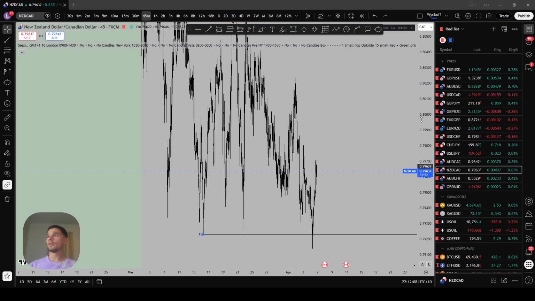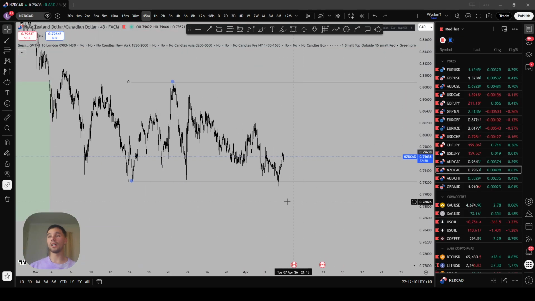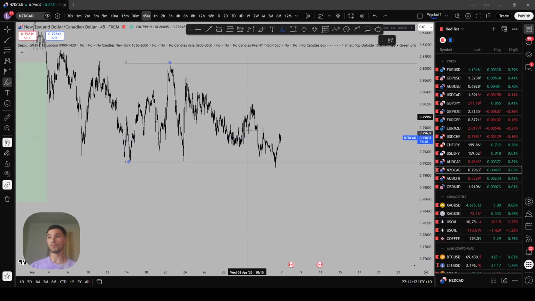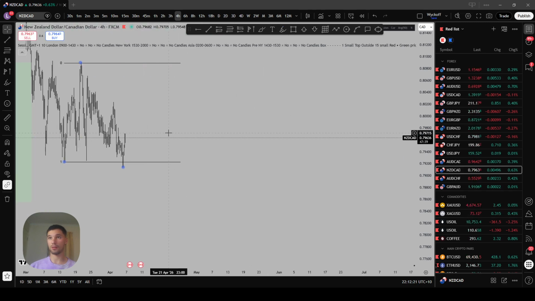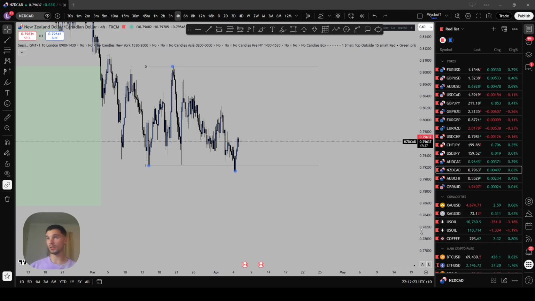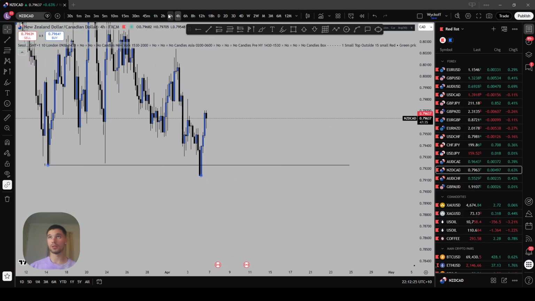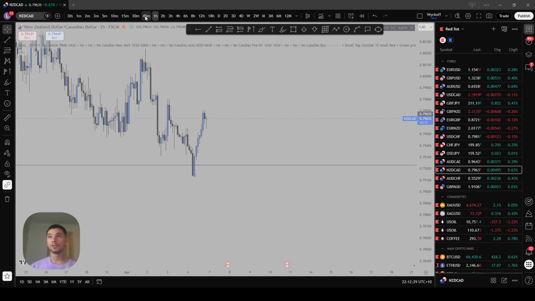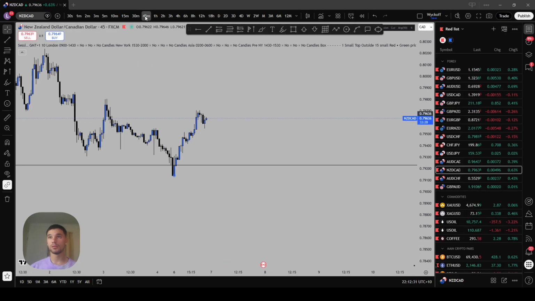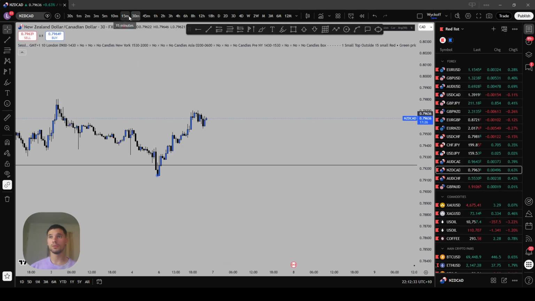And AUD CAD. We have nicely gotten our first deviation. Really liking this. Meaning that I can now look for potential POIs. Price has moved sufficiently enough from our range, and here's our extreme liquidity.